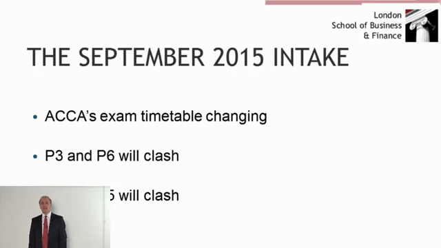Likewise, P1 and P5 are going to clash from September onwards. So a little bit of planning is required now to think about which papers you might want to do in June to make sure you don't leave yourself with impossible combinations for September onwards. Needs a bit of thought, this one.